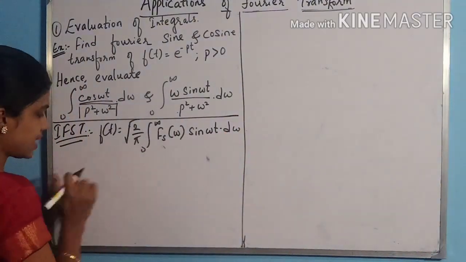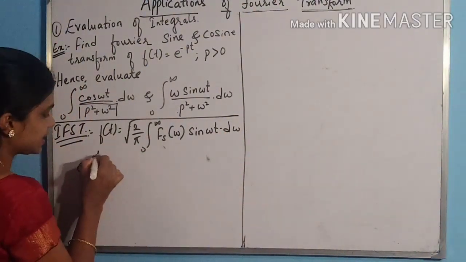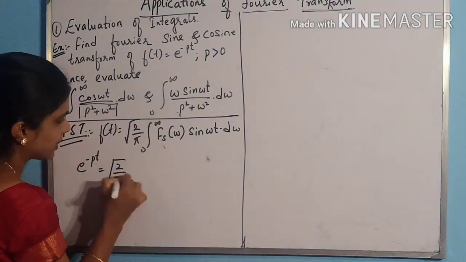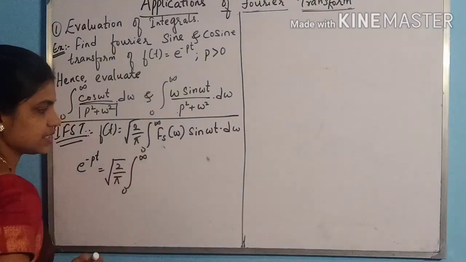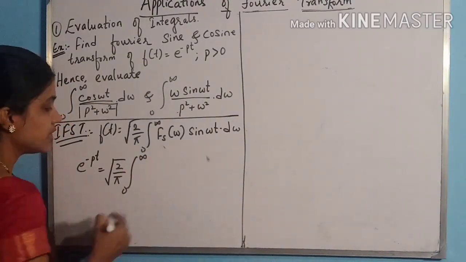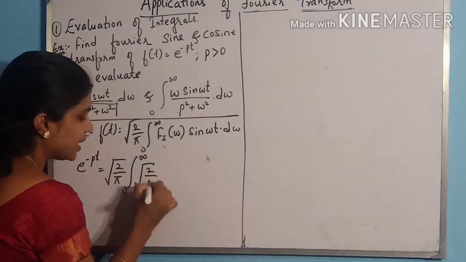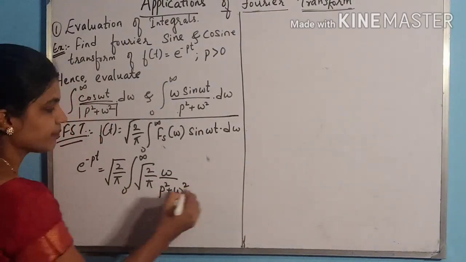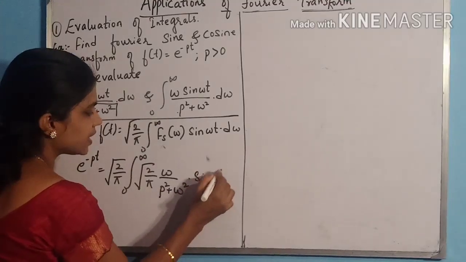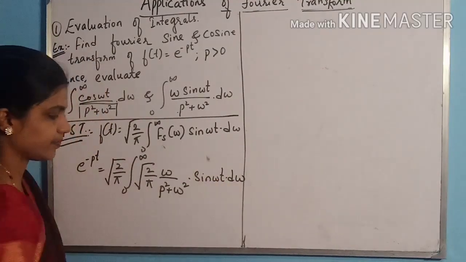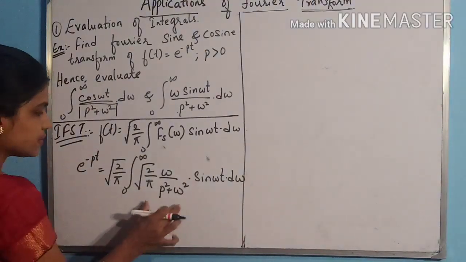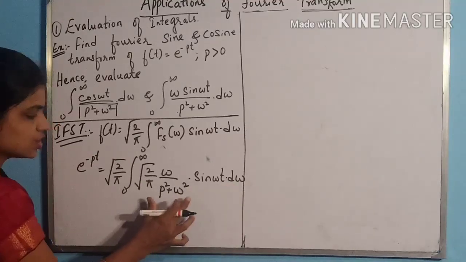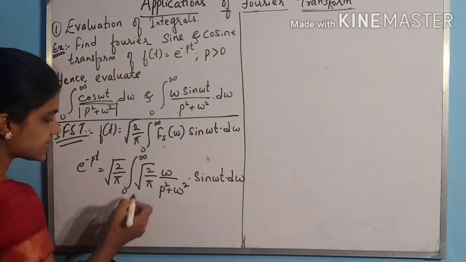On substituting the values, we get e to the power minus pt is f of t, and this is equal to root 2 by pi, integral 0 to infinity. And what is fs of omega? It is root 2 by pi, omega by p square plus omega square, into sine omega t d omega. Right? Now since we have this integration with respect to omega, I can't take out anything except root 2 by pi.